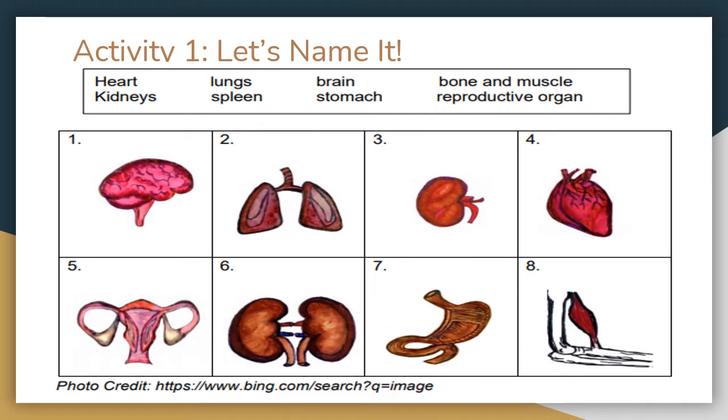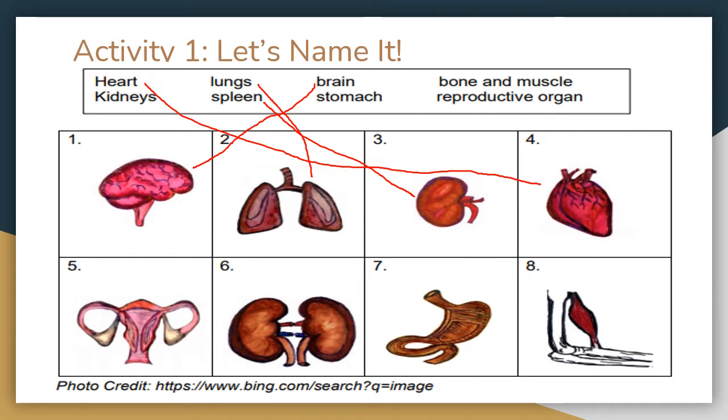For activity number 1, entitled Let's Name It, identify and name the following main organs of the different organ systems. Choose your answer from the word box. So let's have picture number 1. Picture number 1 controls thought, memory, and emotion. So that is the brain. For number 2, it is responsible for breathing. And that is the lungs. For number 3, it contains infection-fighting white blood cells. So that is the spleen. For number 4, that is the main organ of the circulatory system. So that is the heart, responsible for blood circulation and transportation of nutrients.